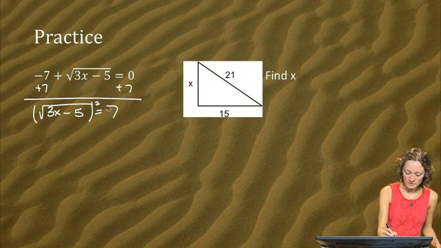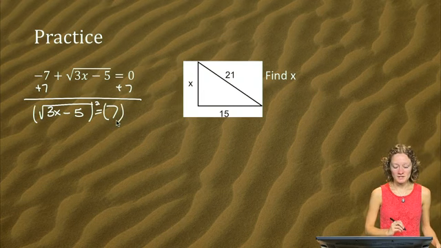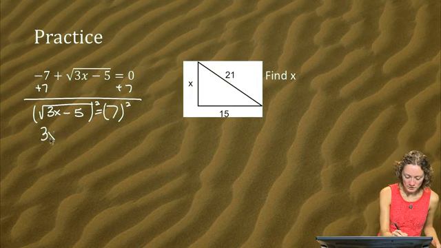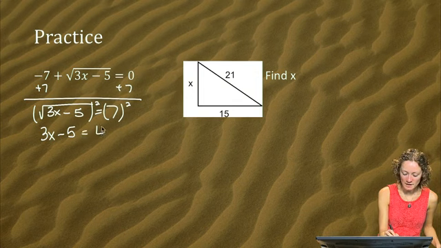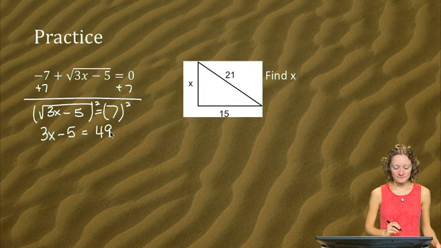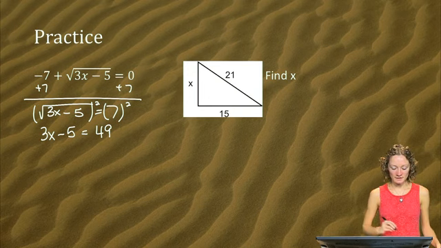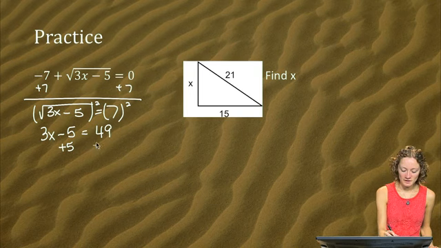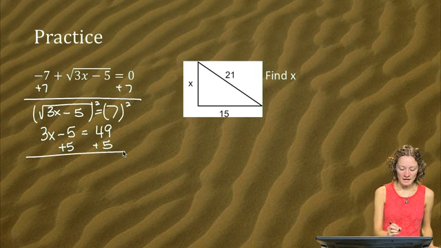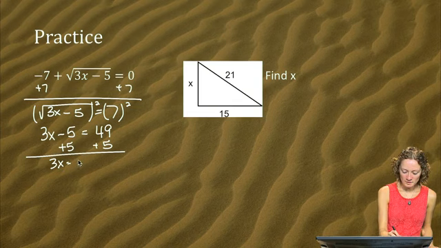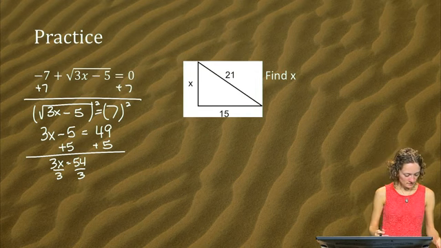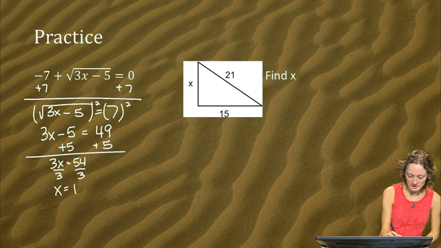Then raise each side to the power equal to the index, which is a 2. So on the left, we get 3x minus 5. On the right, 49. 7 squared, 49. And then continue solving. There's no radical left, so we can solve as usual. Add 5 to both sides. We get 54. Divide both sides by 3. And we get x equals 18.